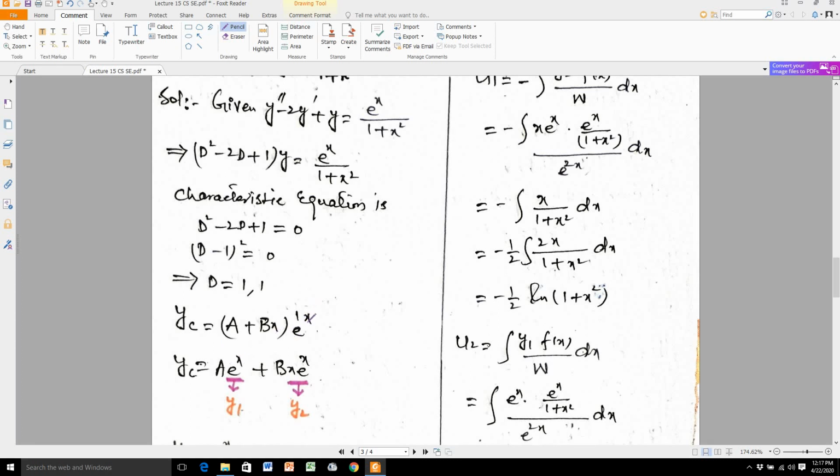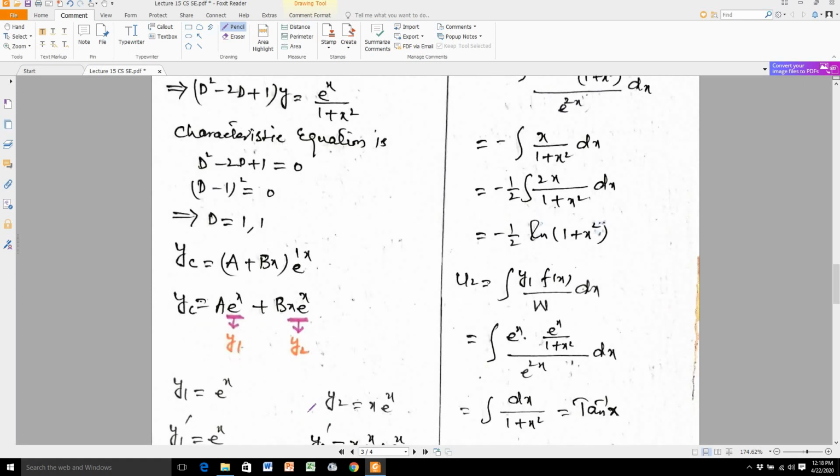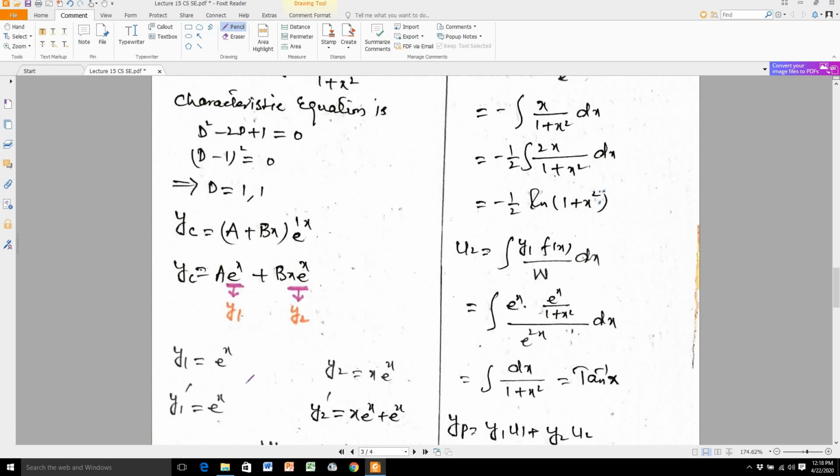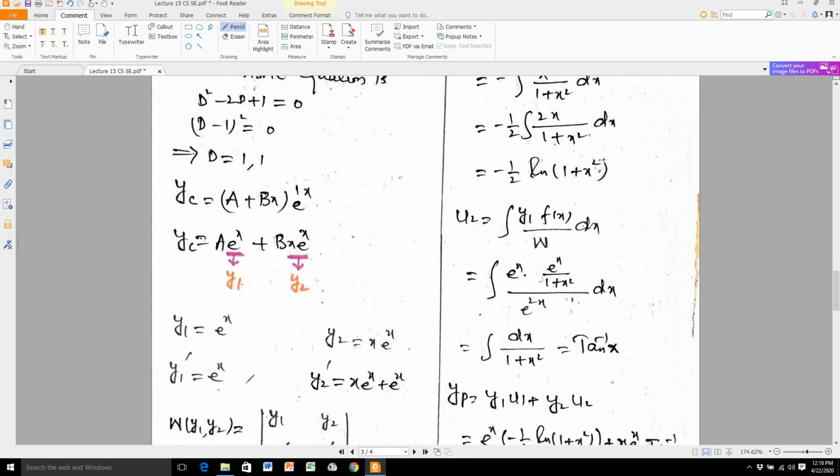You multiply this e raised to the power x with these two, a plus bx into e raised to the power x. You get a e raised to the power x plus bx e raised to the power x. You name the first one y1 and the second one y2. These are the two solutions of the given differential equation. So y1 is equal to e raised to the power x and y2 is equal to x e raised to the power x. Now we take its derivative.